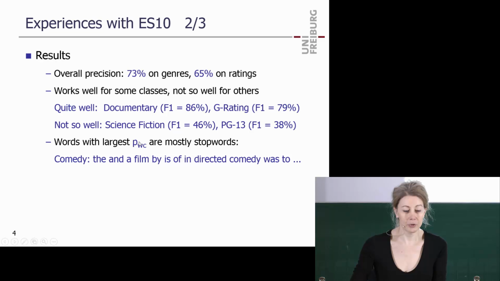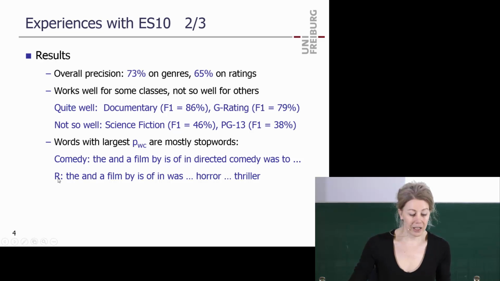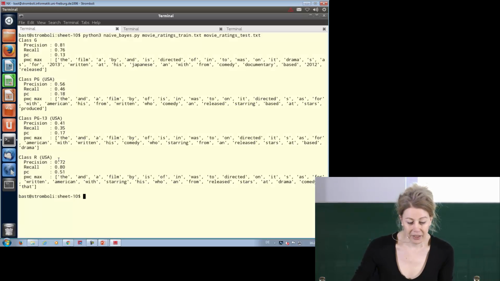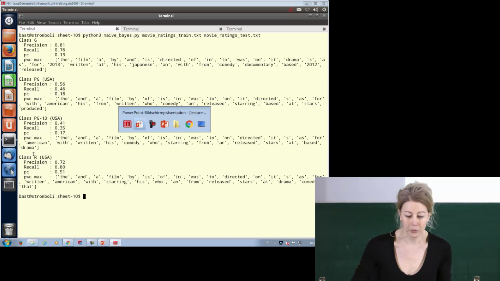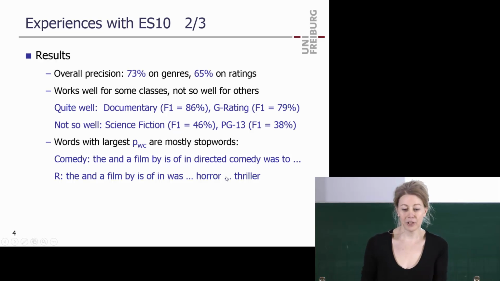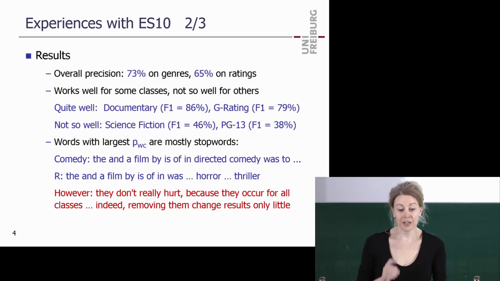Words with the largest probabilities were mostly stop words. You call them stop words when they don't mean a lot. You had some, like comedy is usually indicative of comedy. But for the R, I don't know if it's the case here too. Yeah, you have to go really far down in the list to find something which has something to do with R, like horror, thriller. Yeah, R-rated, which is indicative of this.